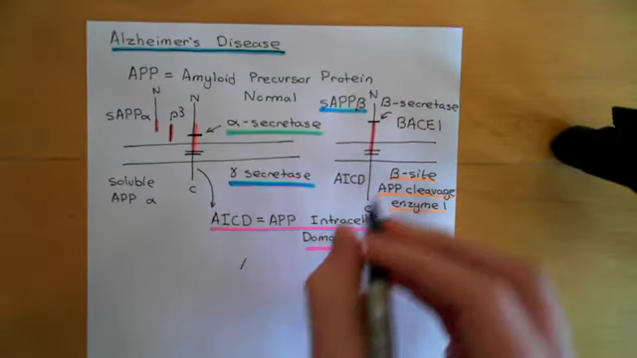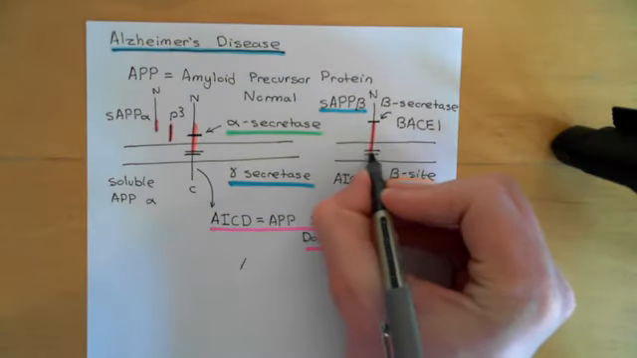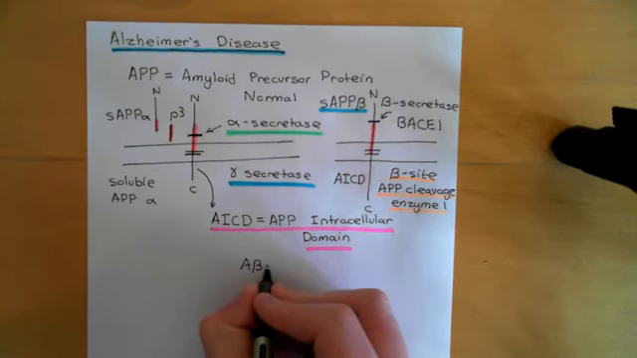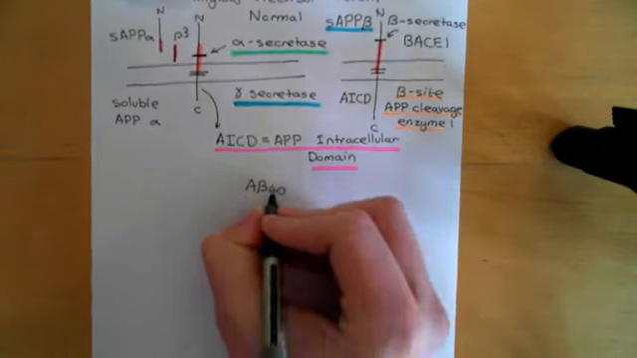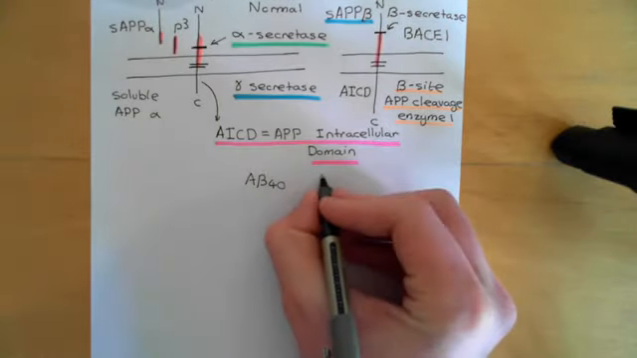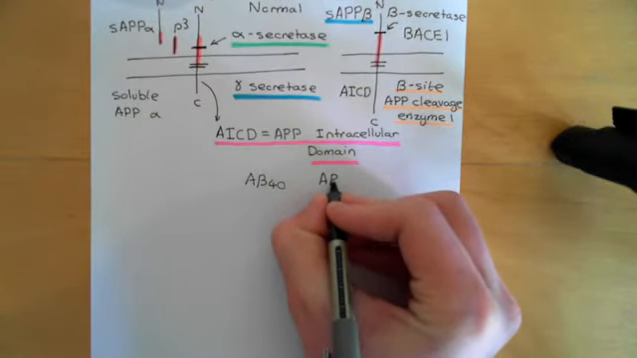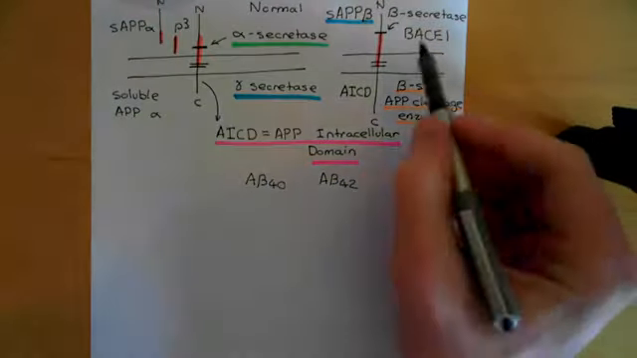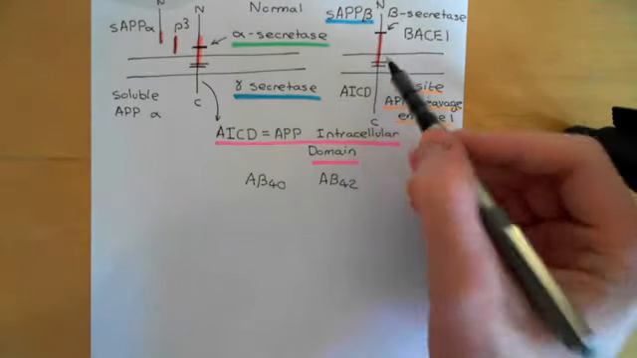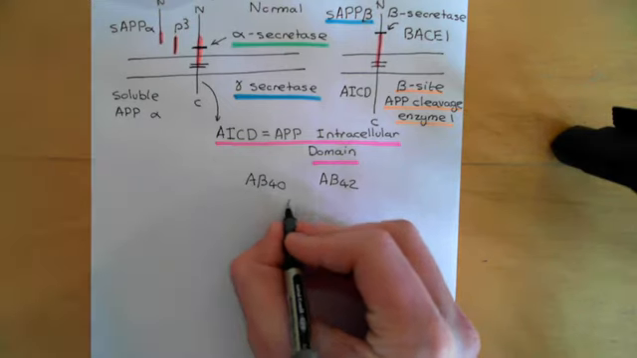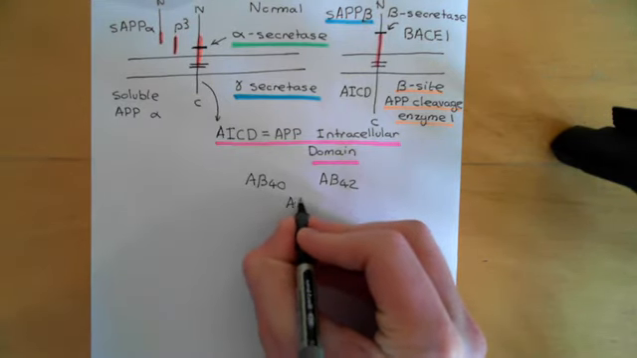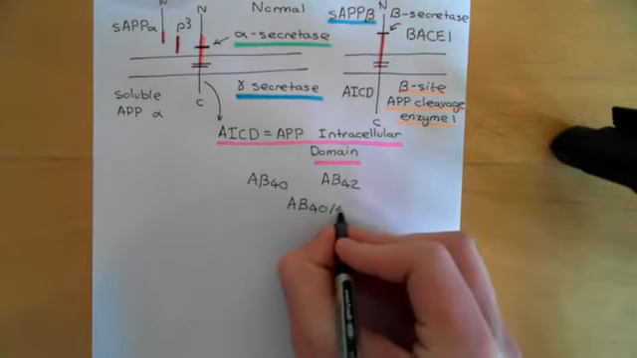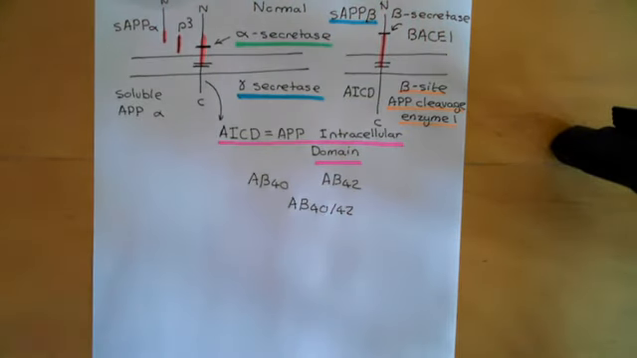So the shorter one, which is when the gamma secretase cuts at the top site, is called the amyloid beta peptide 40, because it's 40 amino acids long. And then the longer one is called amyloid beta 42, because it's going to be 42 amino acids long because it has those extra 2 amino acids there. Both of them are amyloidogenic, so often we just refer to amyloid beta 40/42, meaning one or the other.